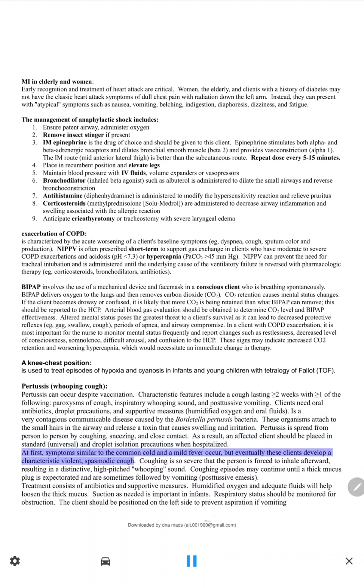At first, symptoms similar to the common cold with a mild fever occur, but eventually these clients develop a characteristic violent, spasmodic cough. Coughing is so severe that the person is forced to inhale afterward, resulting in a distinctive, high-pitched, whooping sound. Coughing episodes may continue until a thick mucus plug is expectorated and are sometimes followed by vomiting, posttussive emesis.